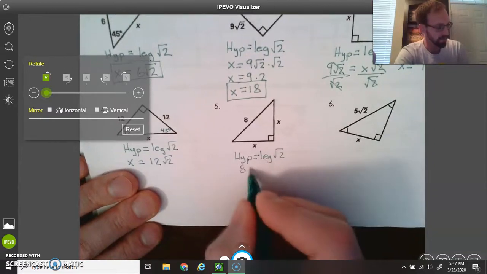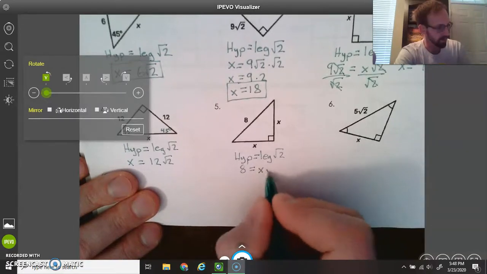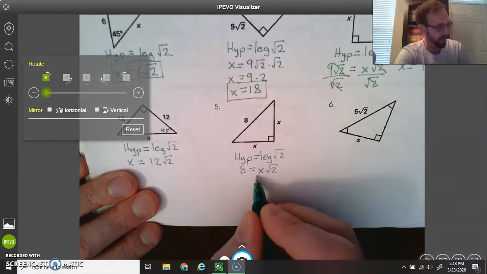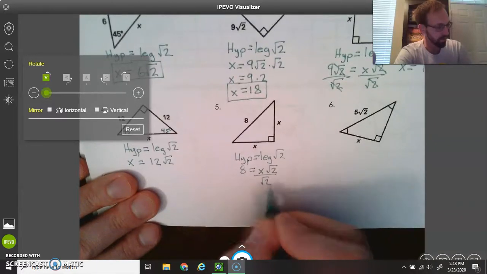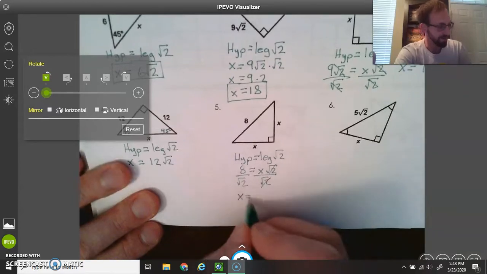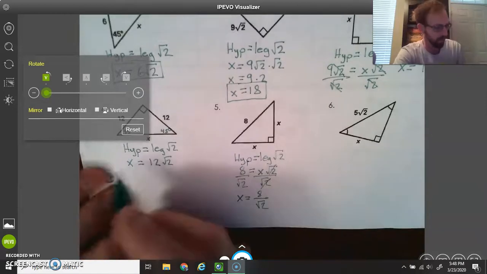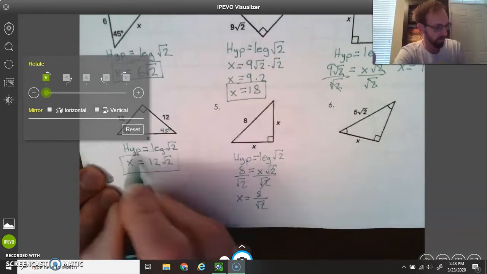Hypotenuse is 8. Leg is what we're trying to find out. So that's our x times square root of 2. To get x by itself, we're going to divide by square root of 2 on both sides. Now, this is not simplified, but we are done with this for this particular course. We don't simplify this anymore.